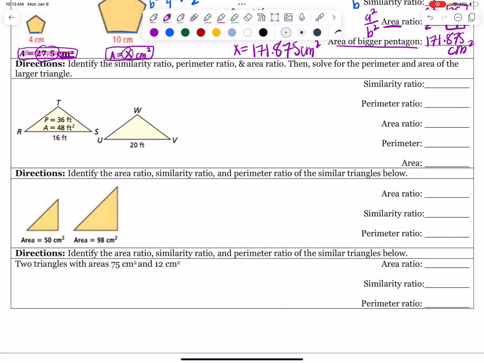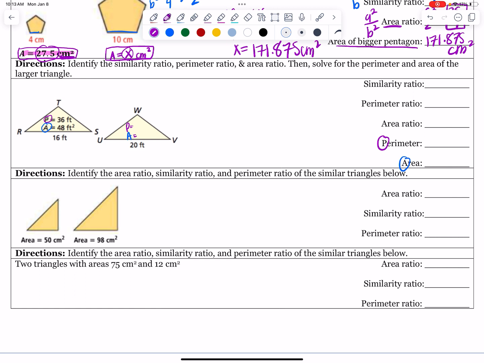I notice I have 2 triangles here. The smaller one lists the perimeter of the smaller one. It also lists the area of the smaller one, but we don't know the perimeter of the larger one. And we don't know the area of the larger one. So that's what we're going to be trying to find. I don't have the area and I don't have the perimeter. That's what we're going to be trying to find in a second.